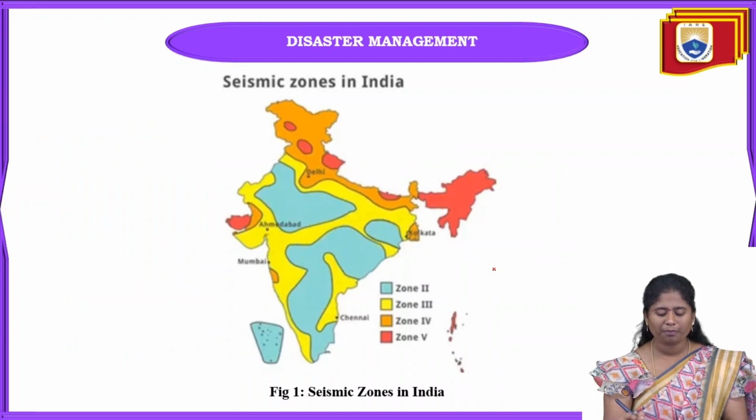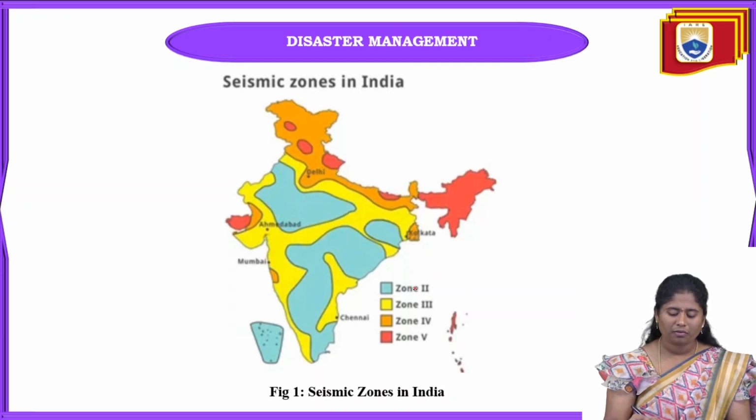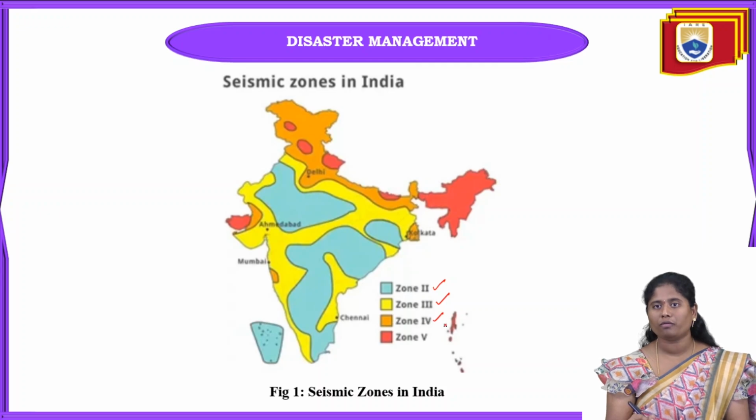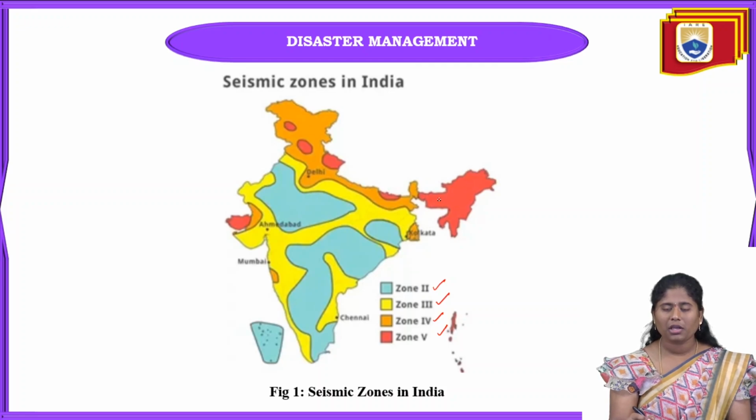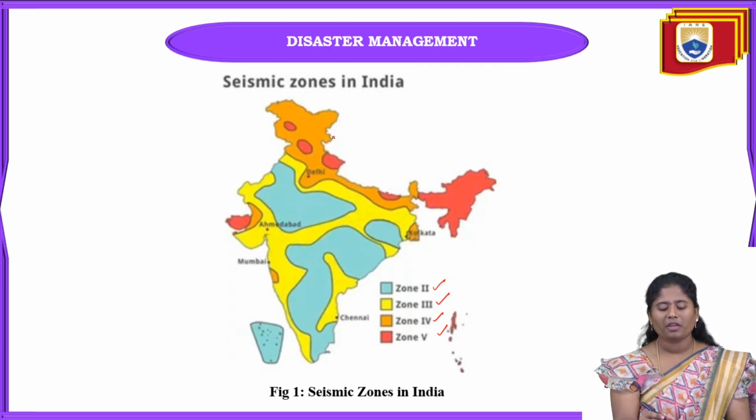Here is one graph from the Indian Standard Code 1893. From that, I took this Indian map, and here you can see the sky blue area is Zone 2, the yellow area is Zone 3, the dark yellow is Zone 4, and the orange is Zone 5. Here you can see that in our country, the orange area, Zone 5, is very rare. Why? Because it is in the eastern areas, which will be very heavy, and in some parts of the northern area, where these Zone 5 areas are.